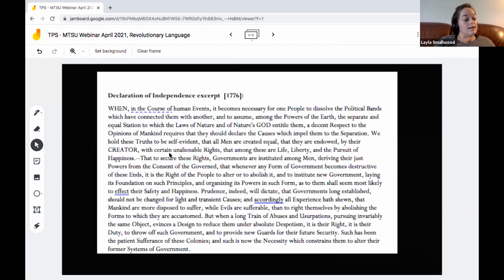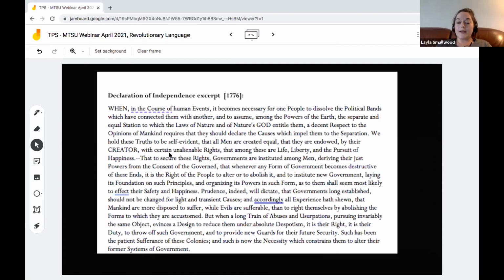So, yes, I see a lot of action words, right? And these are not really passive action words, right? These are aggressive action words. We have throw, provide, constrains, alters, reduce. We have institute, dictate, throw off. There are a lot of pieces here that you could have students pick out, these action words, right? Dissolve, good.